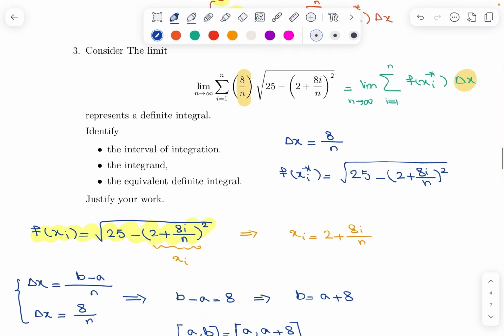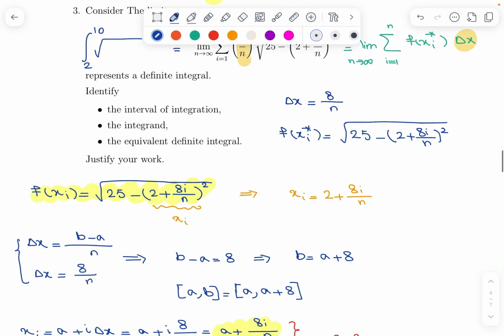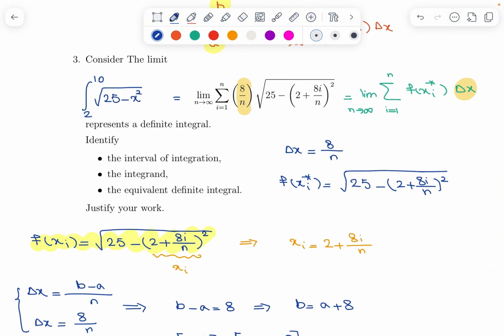Therefore this limit remains as a definite integral, which would be the definite integral from 2 to 10 of a square root of f of x, which is the square root of 25 minus x squared dx. So therefore you could rewrite this limit as a definite integral.